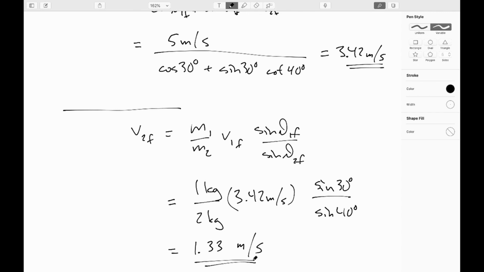Now, both of those numbers are less than 5 meters per second, so the answer seems plausible, and we're good.